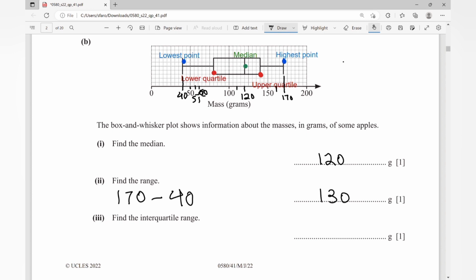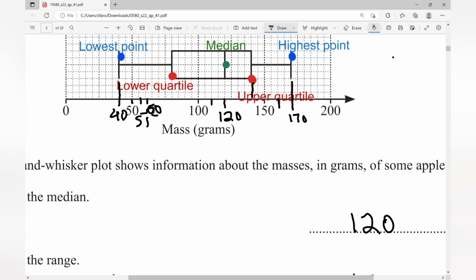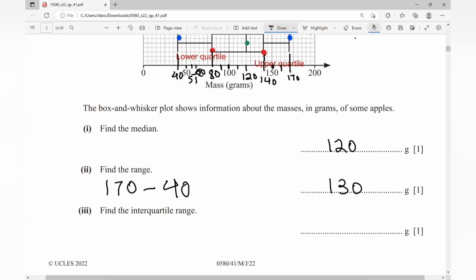The interquartile range is equal to the upper quartile minus the lower quartile. As you can see, the upper quartile is this point right here. If this is 150, this is 140. For the lower quartile, it's this point. If this is 100, this is 90, and this is 80. So we have to subtract 80 from 140, 140 minus 80, and this will give us 60.